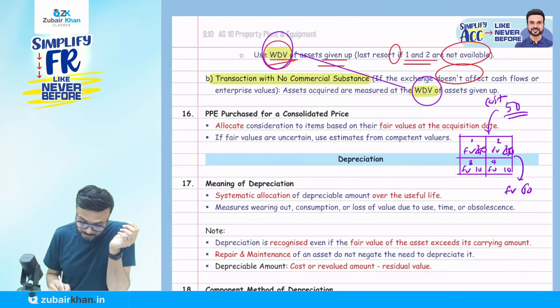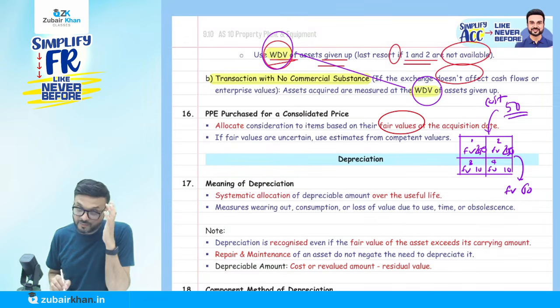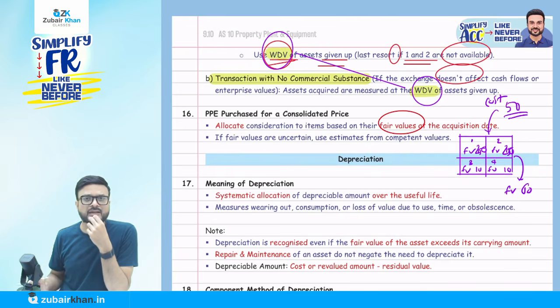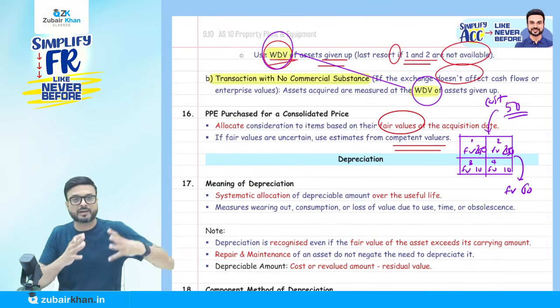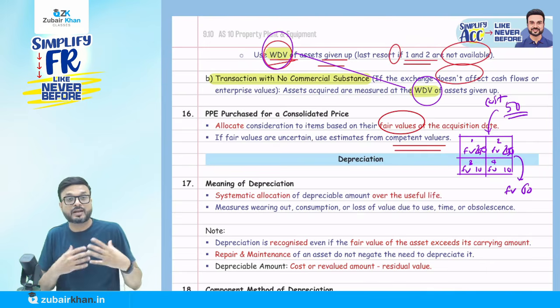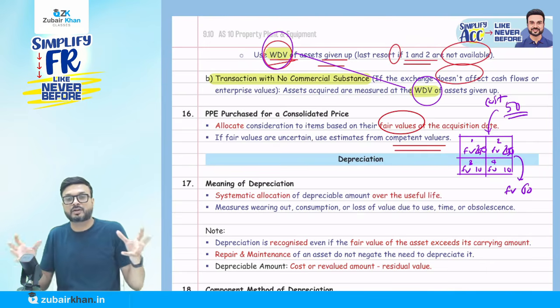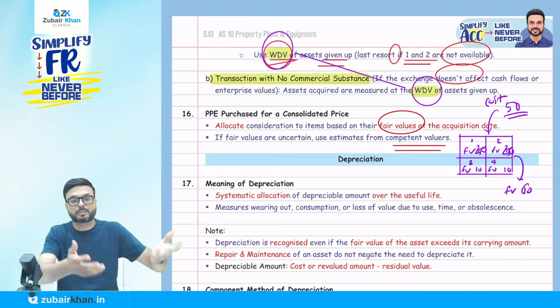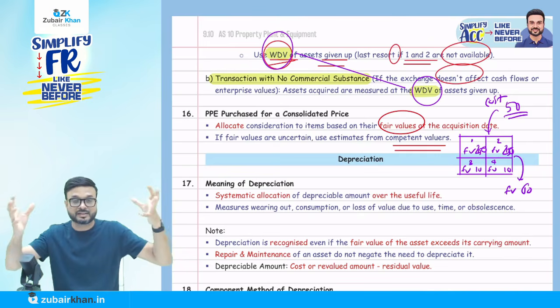Now, allocate the consideration to items on the basis of their fair value at the acquisition date. So I will see the fair value individually. If fair values are uncertain, then we have to take the value from competent valuers. We ask the valuer what should be the fair value, and accordingly we are going to allocate. The valuer will recommend what should be the value of these assets individually.